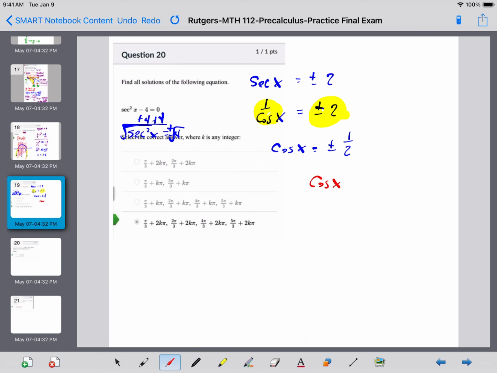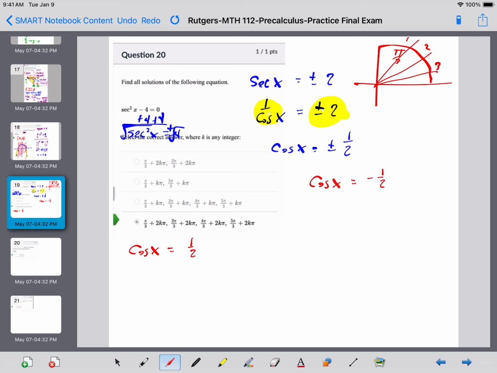Where is cosine of x equal to negative 1/2? Where is cosine of x equal to positive 1/2? What you're going to do, think of your unit circle, right? Cosine is the x value, so it goes 3, 2, 1. So that would be pi over 3.